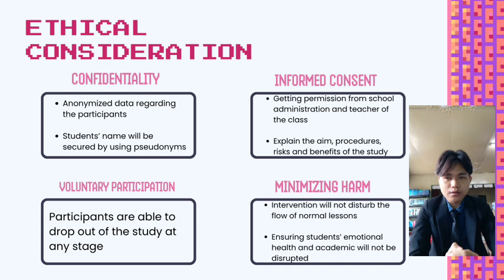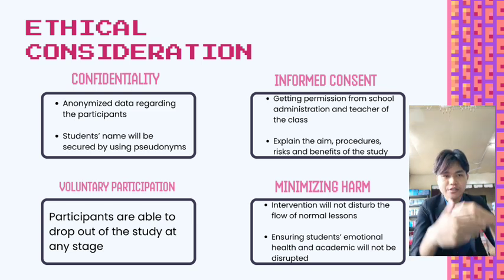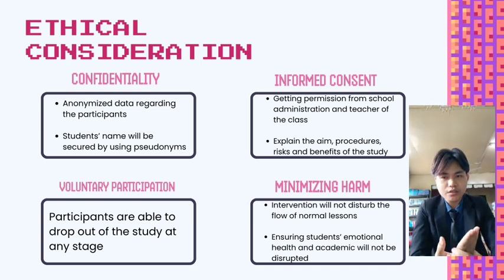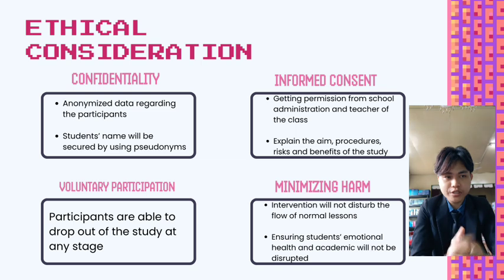The second one is informed consent. All the parties involved in this research will be informed about the study, and consent, of course, will be taken. The researcher will have to get the consent of the school administration to carry out the research, and the consent of the teacher for year 4 students. The researcher will have to explain the purpose of the study, the procedures, as well as the risks and benefits.